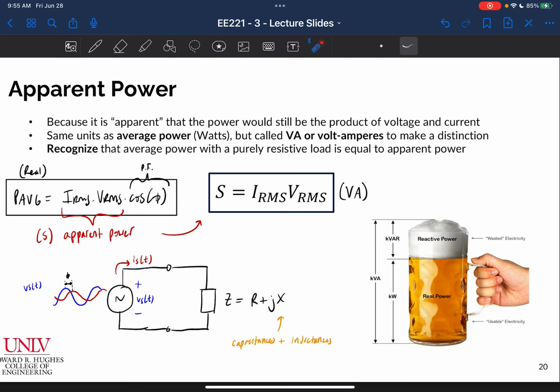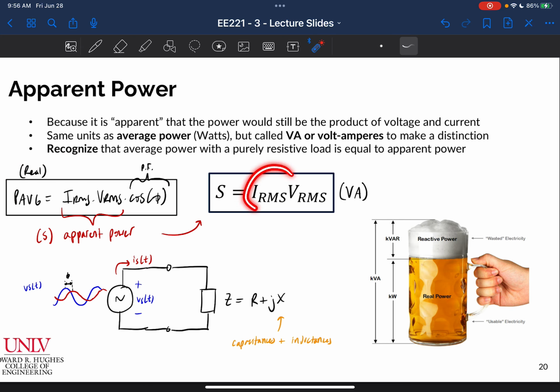But because some of that energy gets stuck or wasted in the inductances and capacitances in my circuit, some of it is not usable, right? That's what's called reactive power, and we're going to talk about that in a few slides. But that is a portion of the apparent power, and the portion left over to us to actually use is the real power. That's this average power.